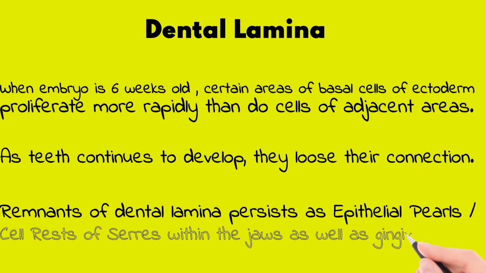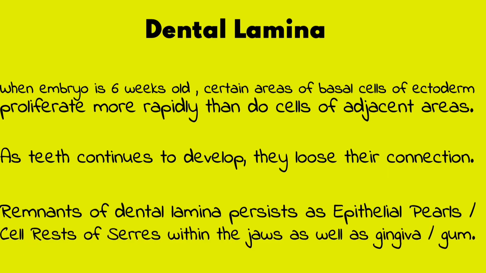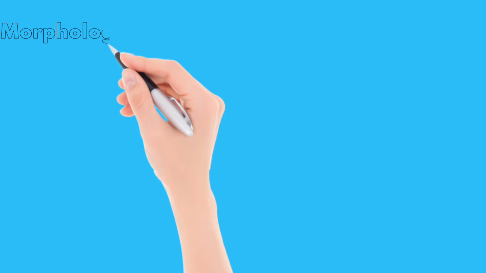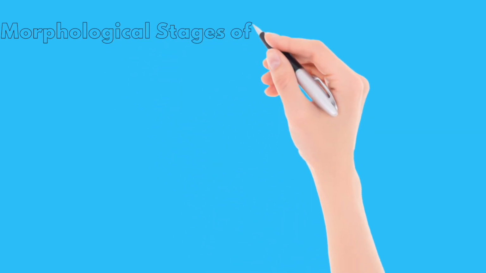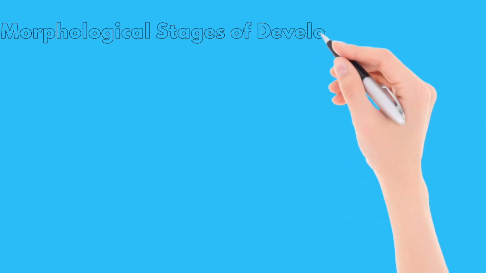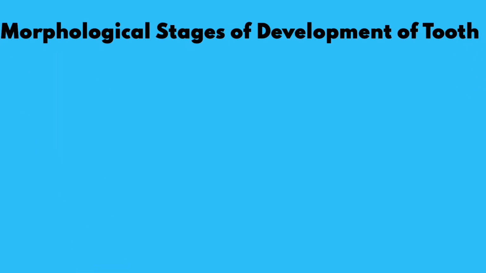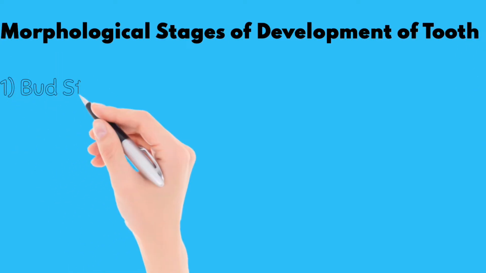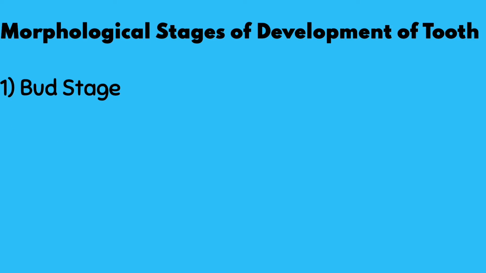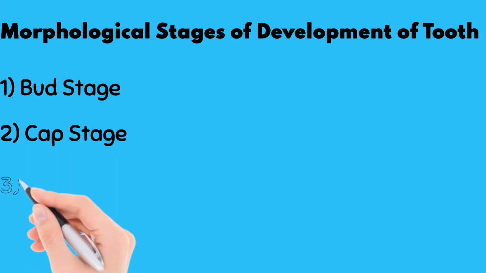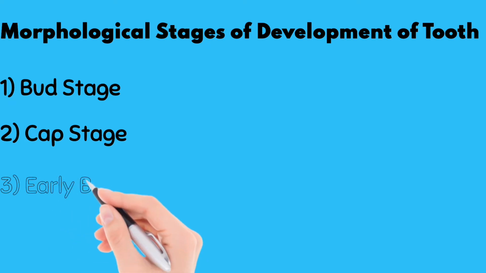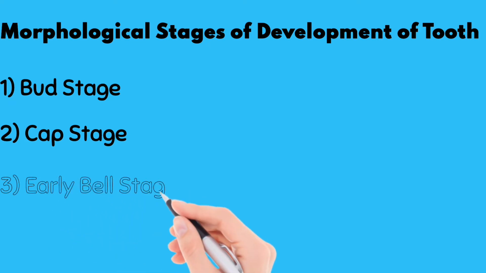Friends, let's move on to the next part, that is the morphological stages of the development of tooth. This is the most important topic in our video today. These morphological stages are mainly three stages. These are: first the bud stage, next the cap stage, and third the bell stage. Further on, this bell stage can again be divided into the early bell stage and the late bell stage.